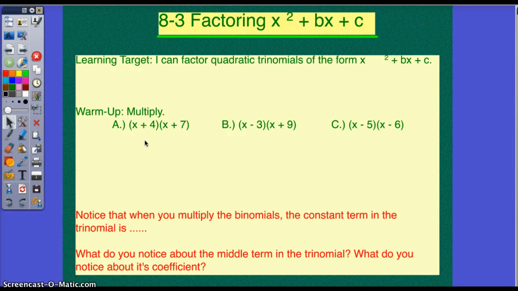We are going to be factoring today, but first I want you to do the warm-up. So hit pause, do the warm-up, and then whenever you check it, I will have the answers on here. So go ahead, hit pause and do them.